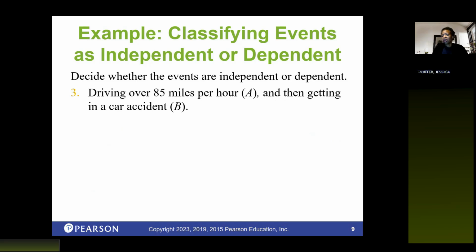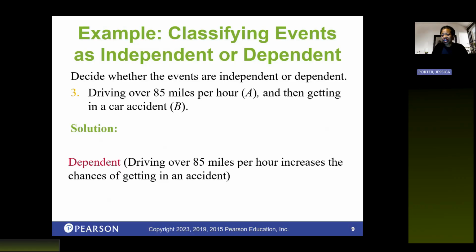All right. Okay. Driving over 85 miles per hour and then getting in a car accident. Independent or dependent? This one is a little morbid. What do we think? Well, I tend to agree with you that it's dependent because you're more likely to get into an accident if you are going above 85 miles an hour. All right. Let's see if we got one more of these.